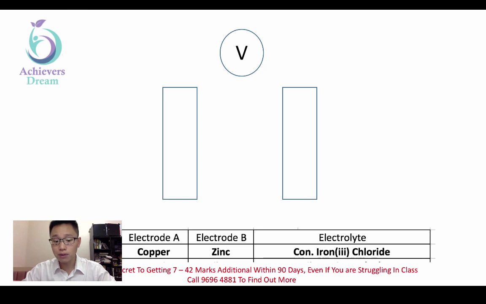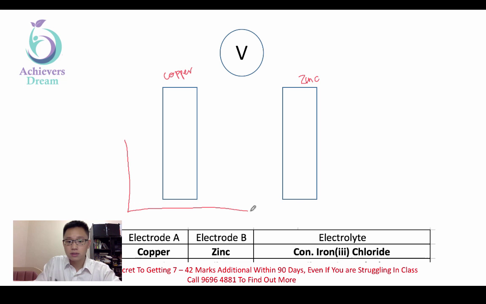I'm going to use this example. This is the first example. Over here, you identify a simple cell by a voltmeter, and it usually occurs between 2 different metals. One is more reactive than the other. Let's assume this is zinc, and this is copper, and they are put into an electrolyte.